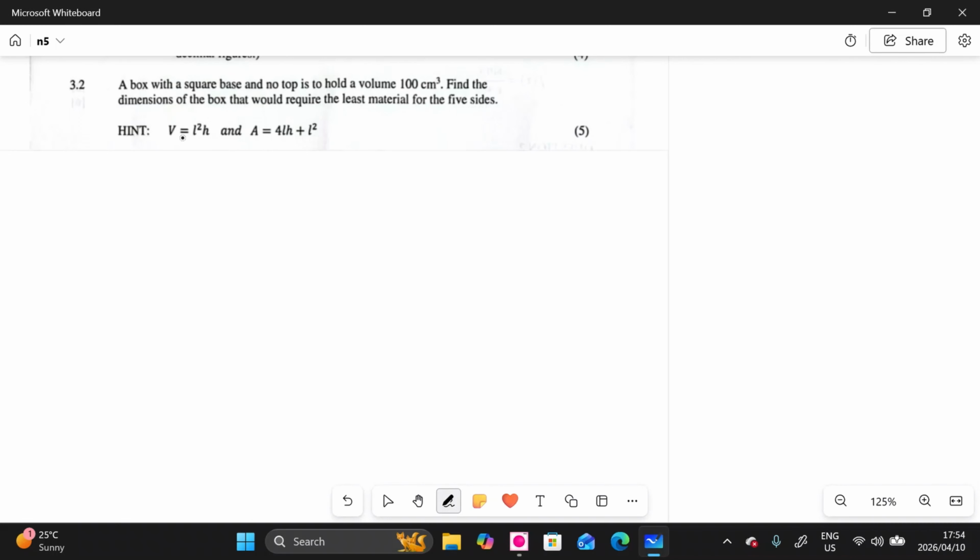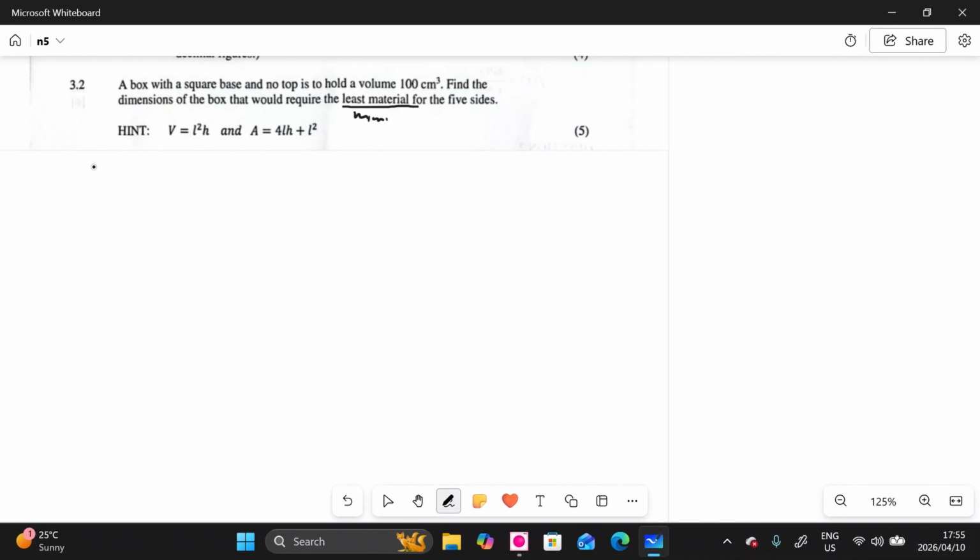Now we are given the hint then. The volume, they say, is equaling to length squared multiplied by h, and the area is equaling to 4 length multiplied by height plus squared length. So this one here, they want us to use the maxima and the minima, but for the fact that they say least material here, that means that it's a minima, right? So we have to find the value of the length and the value of the height. We are given the value of the volume. As you can see here, we are given these formulas here, one for volume and one for area.